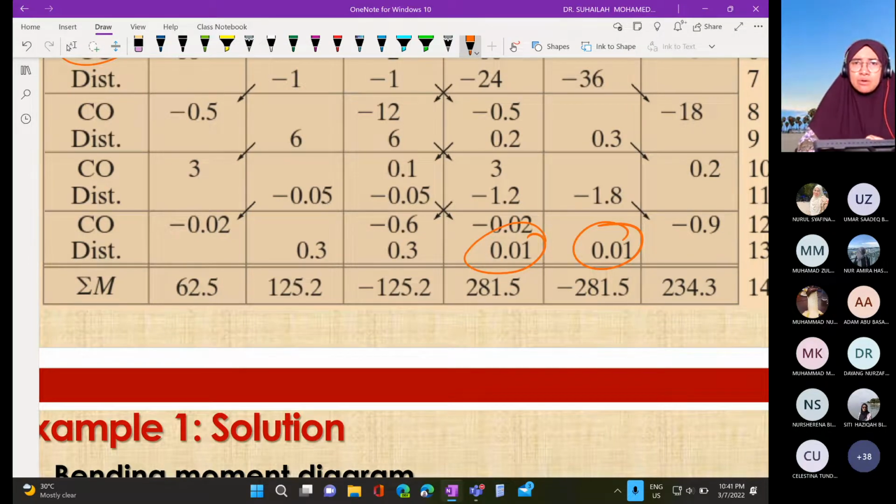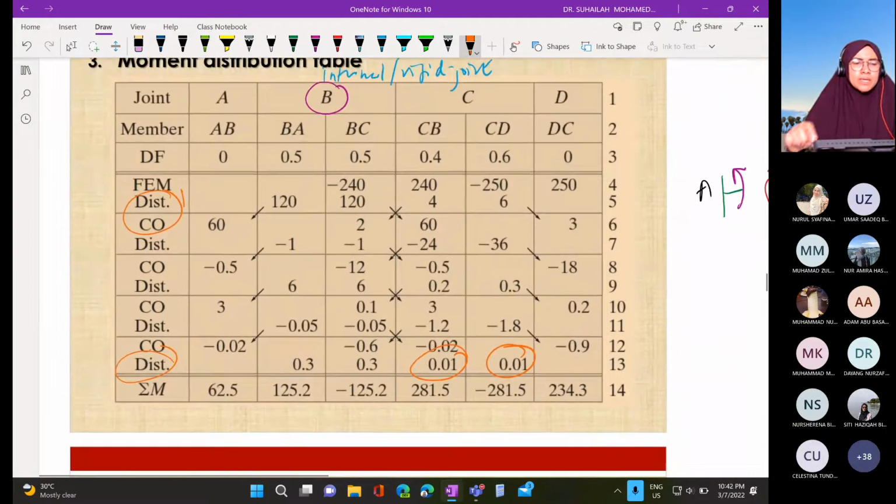And you must stop at distribution. You jangan stop dekat carry over because kalau you stop dekat carry over, you tak boleh balancekan moment. Cycle dia kan distribution carry over. Lepas tu dah last tu continue dengan last distribution. Lepas tu stop.